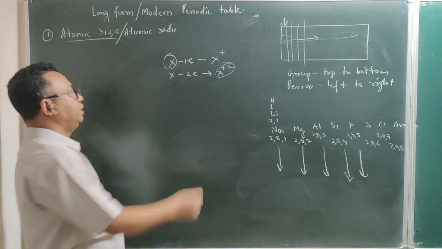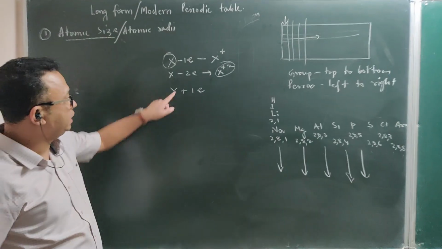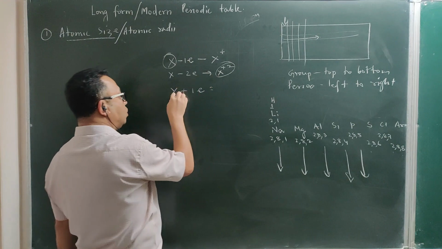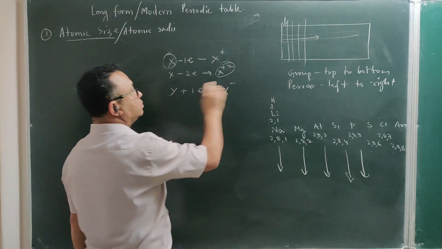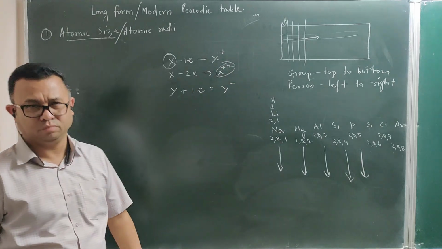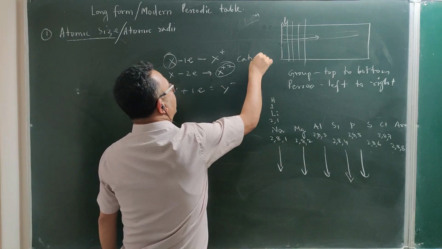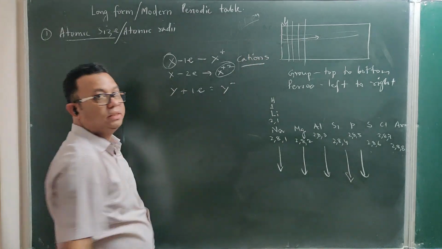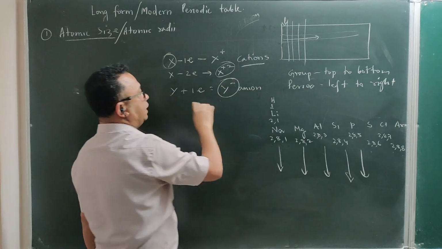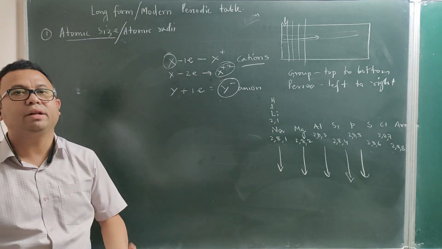Then, same way, an element can also gain electrons. So if Y is gaining 1 electron, previously it was neutral, no charge. Electron and proton numbers were the same. But now as the electron number has increased, it becomes Y minus. That's why positively charged particles are called cations, whereas negatively charged particles are called anions. Cations and anions, don't forget, have the stable configuration.